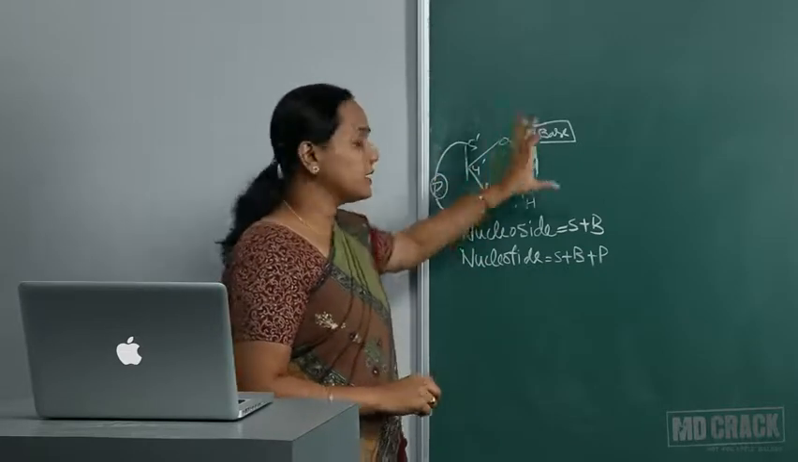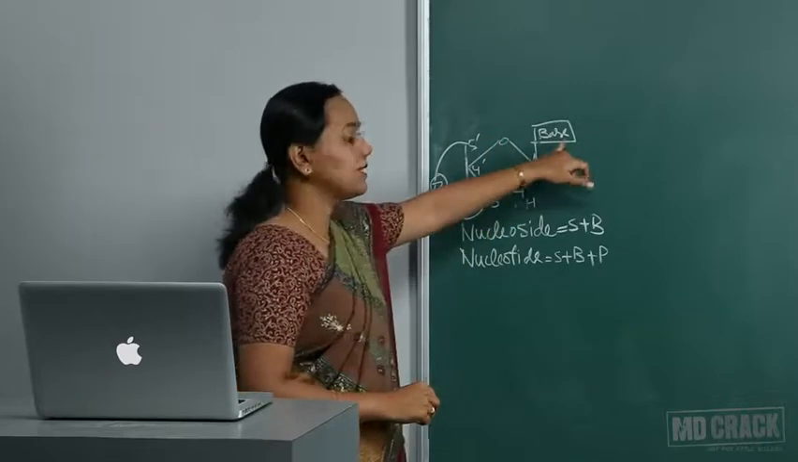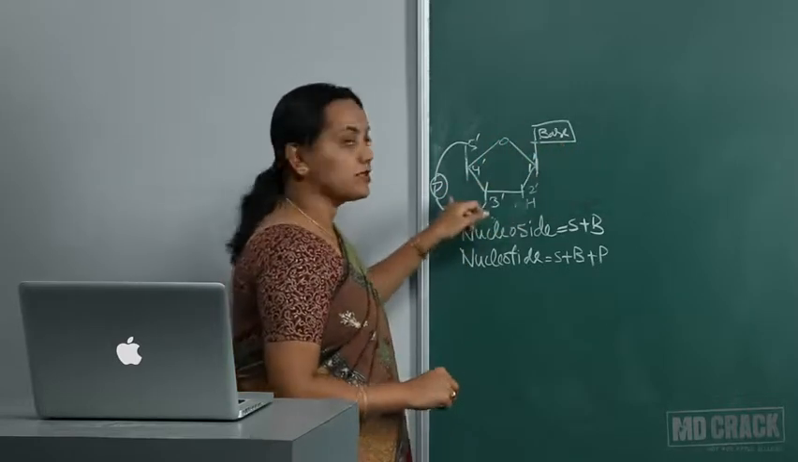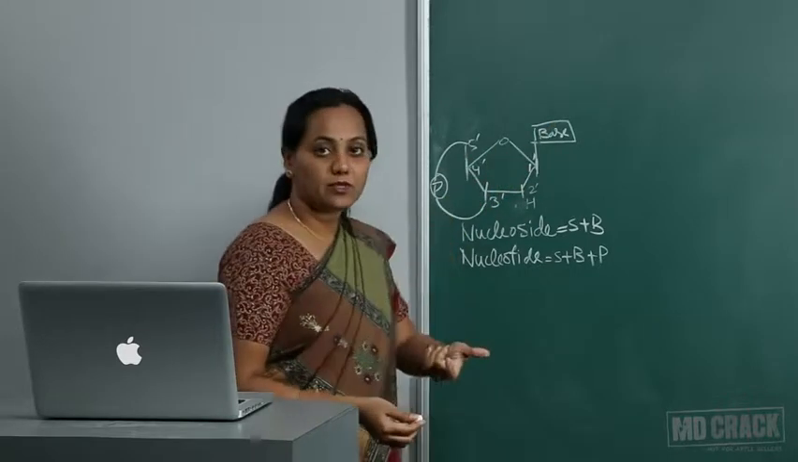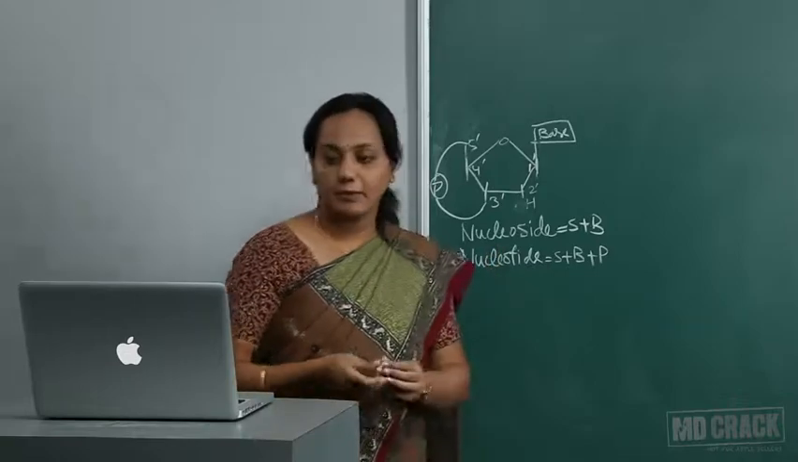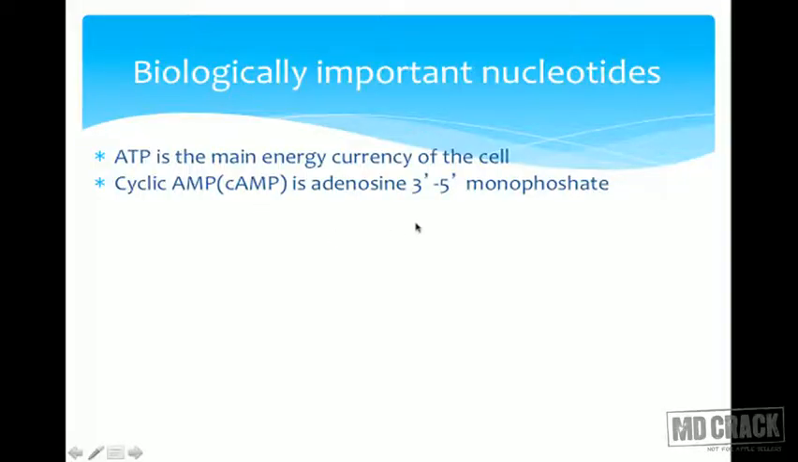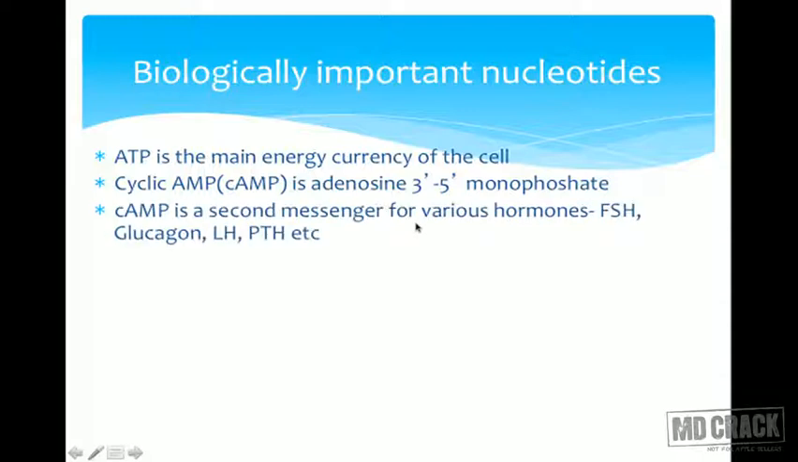If it is cyclic AMP, it means here the base is adenine. Adenine with phosphate is a nucleotide. 3', 5' adenosine monophosphate is cyclic AMP. Cyclic AMP is adenosine 3', 5' monophosphate. Now where have you heard of it? Cyclic AMP is a second messenger for various hormones, including FSH, glucagon, LH, PTH, etc. Many of these hormones we will see in other classes, where it acts as a second messenger.